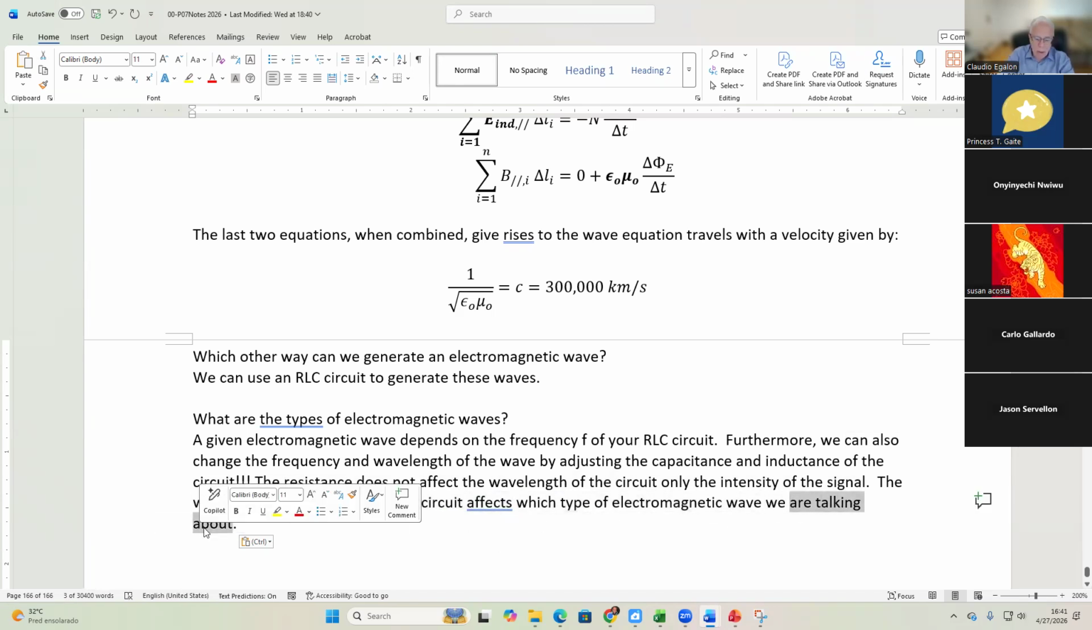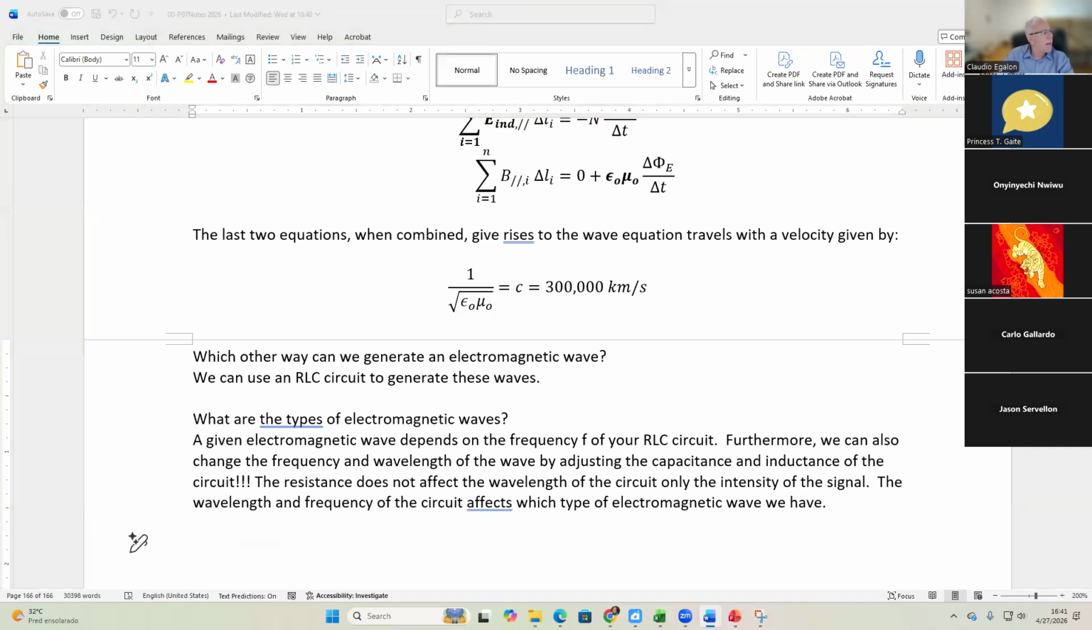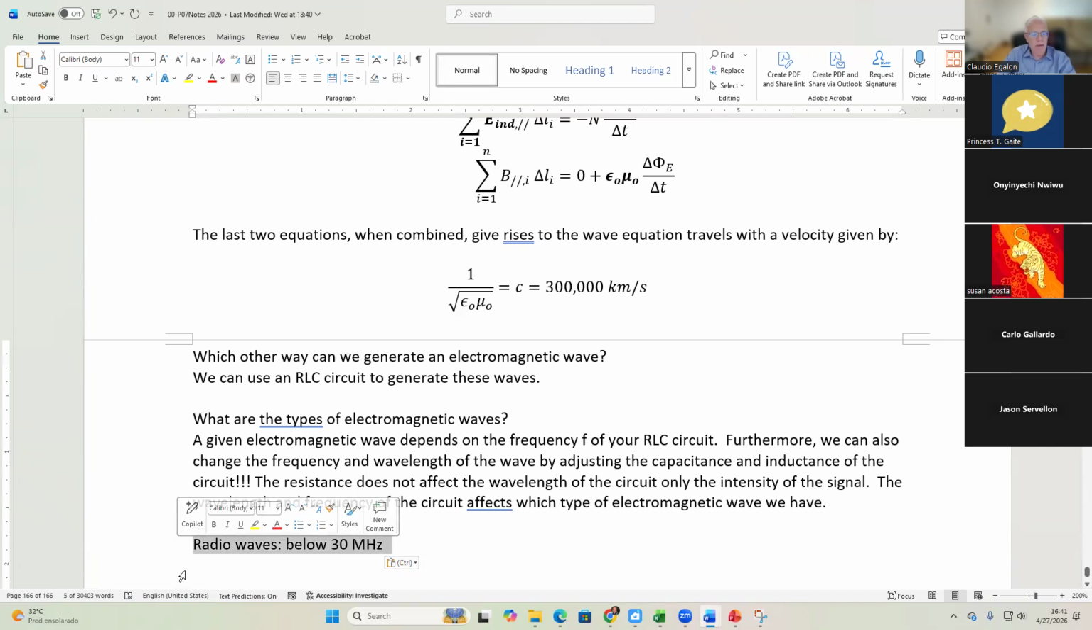We have the following waves, okay? Electromagnetic waves. The first one is the radio wave. If you build a circuit in which the current has a frequency of up to 30 megahertz, you can produce a radio wave. Think about that. 30 megahertz is 30 million hertz. So the circuit is bouncing back and forth 30 million times in a single second.